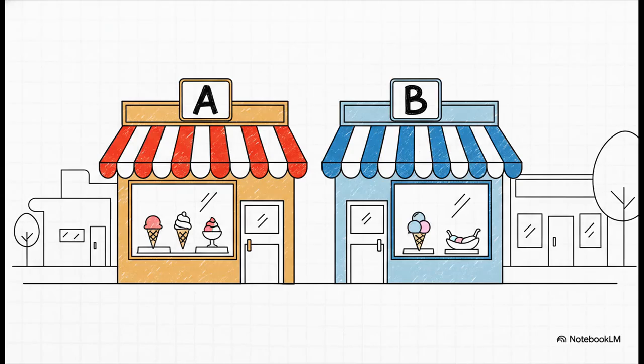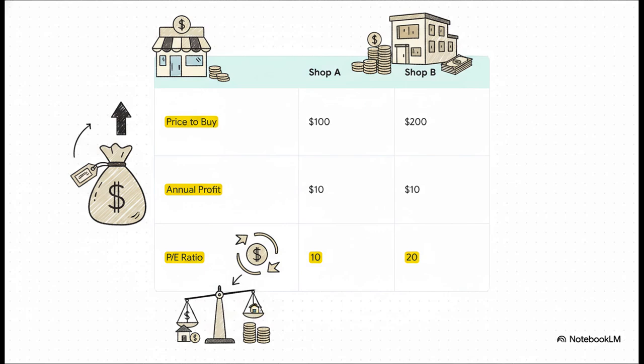Now, to make this crystal clear, let's forget the stock market for just a second. Let's head down to Main Street, where we've got two different ice cream shops for sale. So here's where it gets interesting. Both Shop A and Shop B make the exact same amount of money, $10 a year in profit. But look at their prices. Shop A costs $100 to buy, while Shop B costs double that, $200. And that big difference in price is what gives them very different PE ratios.